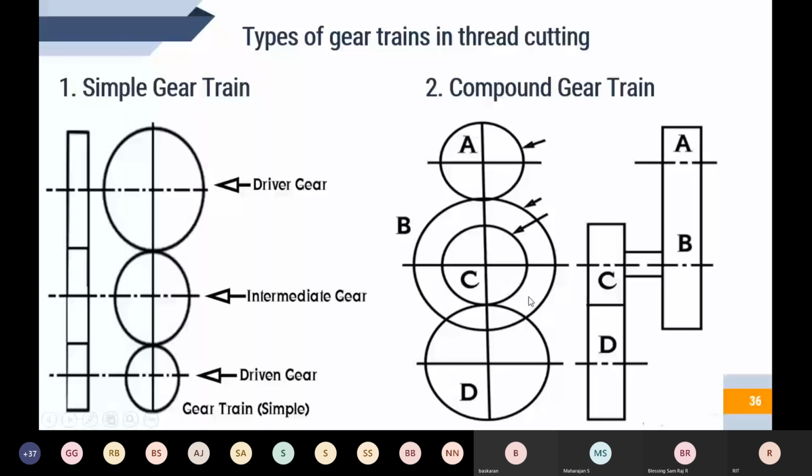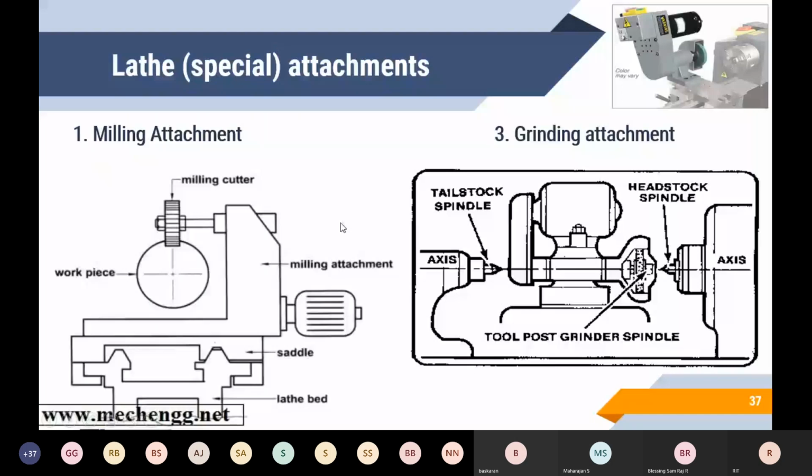And then lathe special attachments. Lathe attachments are additional attachments on the lathe, like taper turning, milling, grinding, copy turning, and spherical turning attachments, which can be attached on the lathe guideways. For the milling attachment, you have to remove the carriage from the lathe bed guideway and set up an external setup with milling cutters. The milling cutters run by separate power motors. The job is not rotating, just static. The tool is rotating, and you make the keyway cutting through the milling attachment.